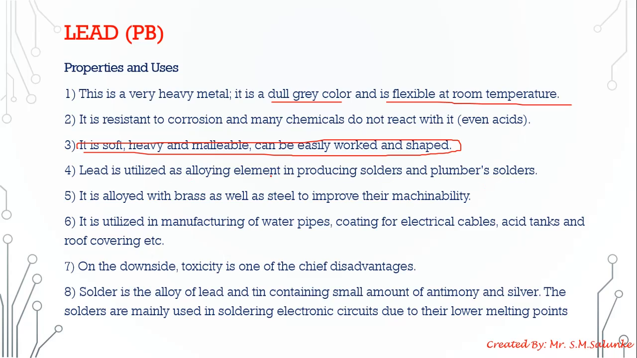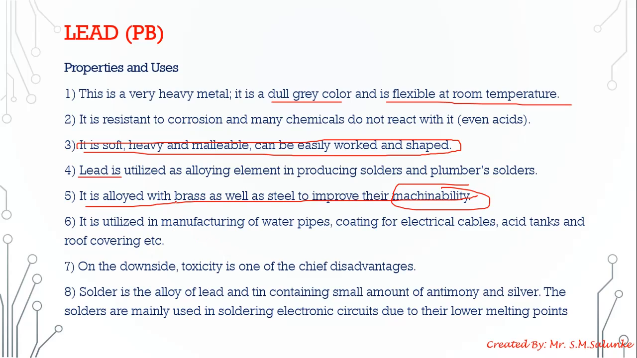Most of us have seen the solder guns used in electrical appliance or electrical repairing work. These solder guns use an alloy of lead and tin for soldering. Next, lead is used in alloys with brass as well as steel to improve their machinability. So lead is introduced in brass and steel to improve machinability.